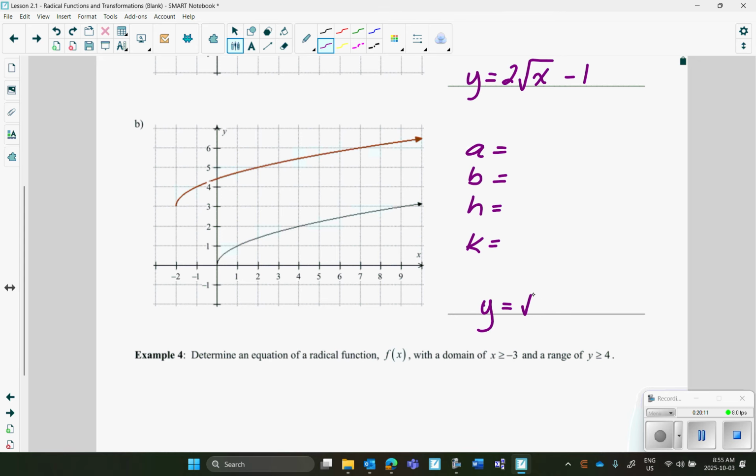Okay, so square root x plus 2 minus 3 plus 3. Good. No stretching or flipping took place. It just moved 2 to the left, which means h is -2. So when we plug it into x minus h, it's x minus -2, which is x plus 2. And then this is 3.